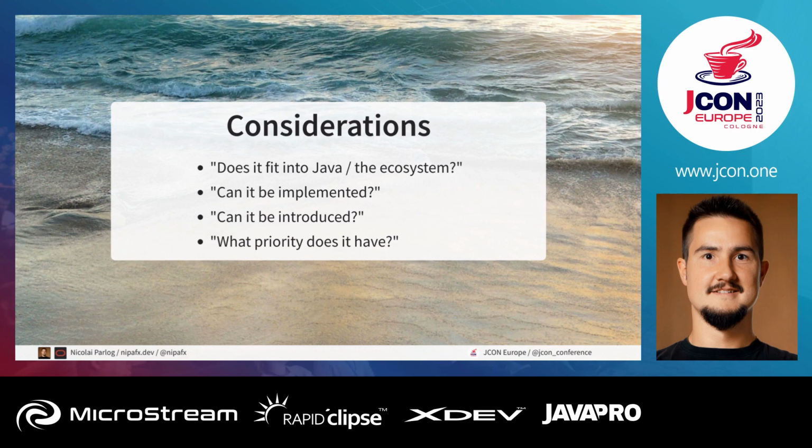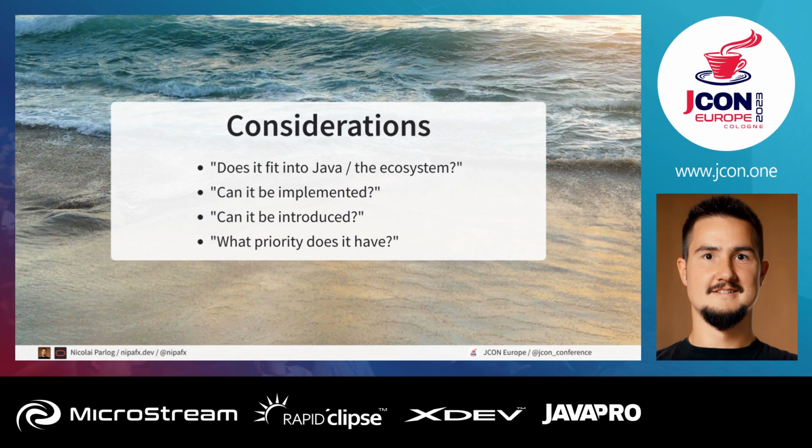But can it be introduced? Is there a path from where we are to a place where that feature unfolds its full potential? And sometimes there's not, like with this one. It's very questionable whether we can go that path. But even if all of those are answered positively, what priority does it have? Some features are just good. They can be implemented, they can be introduced, something like text blocks maybe, but they never bubble up enough to become important enough to be worked on. And that's really something that Project Amber specifically tackles: to sidestep all these large feature development projects like Valhalla, like Lambda, like Jigsaw, and focus more on small projects.